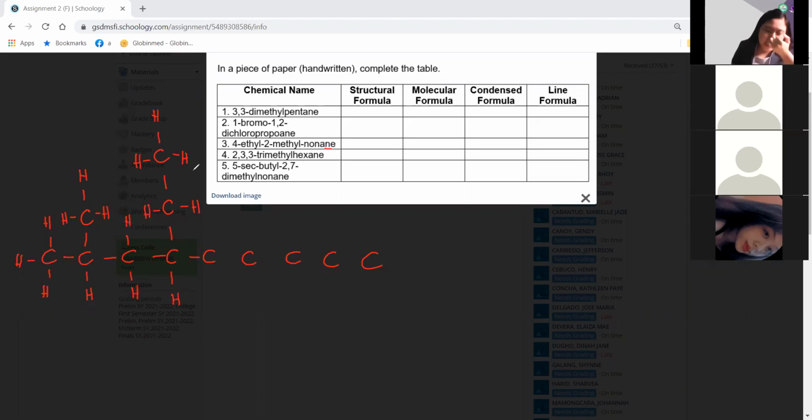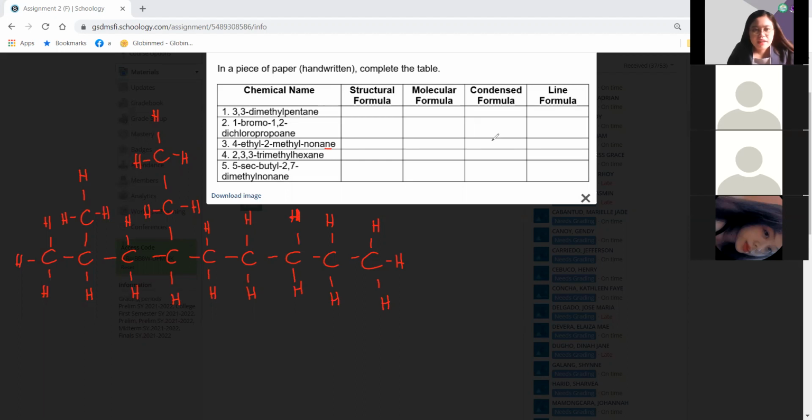So after writing the substituents, you have to fill in with hydrogen. Kailangan tayo mag-fill in ng hydrogen. Okay? This one, 2. This one also 2. Ay, that is hydrogen ha. Okay? And then ito, sorry. And then lastly, we have 3 hydrogen. Okay? So that's it for the structural formula of 4-ethyl 2-methyl nonane.